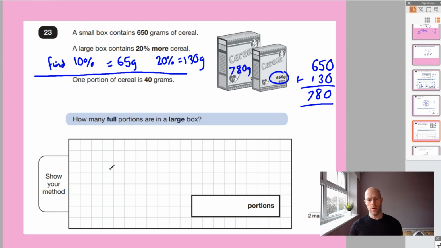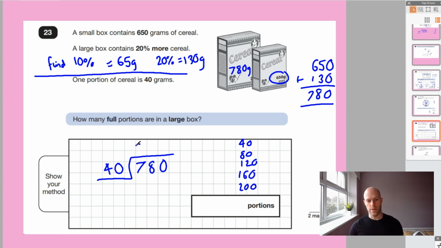Now we need to work out how many portions there are. Well, each portion is 40. We have 780. What can we do with this? We might need to do a toolkit. 40, 80, 120, 160, 200. Let's just see what we need.